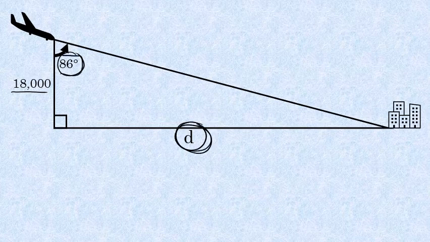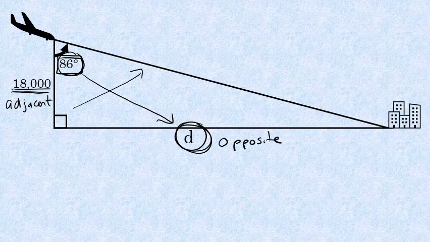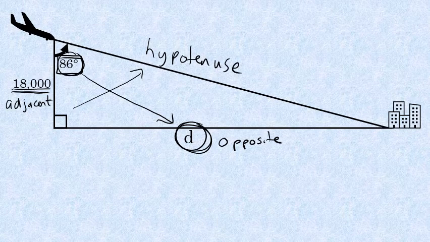With respect to the angle that's measuring 86 degrees, the side that I've labeled with a D is the opposite side. The side that was given information, 18,000 feet, is adjacent to the 86 degree angle. And the side that's across from the right angle is the hypotenuse. Now, I don't know the measure of the hypotenuse, and it's not important in this problem, but I do know the adjacent side, and I want to find the opposite side.